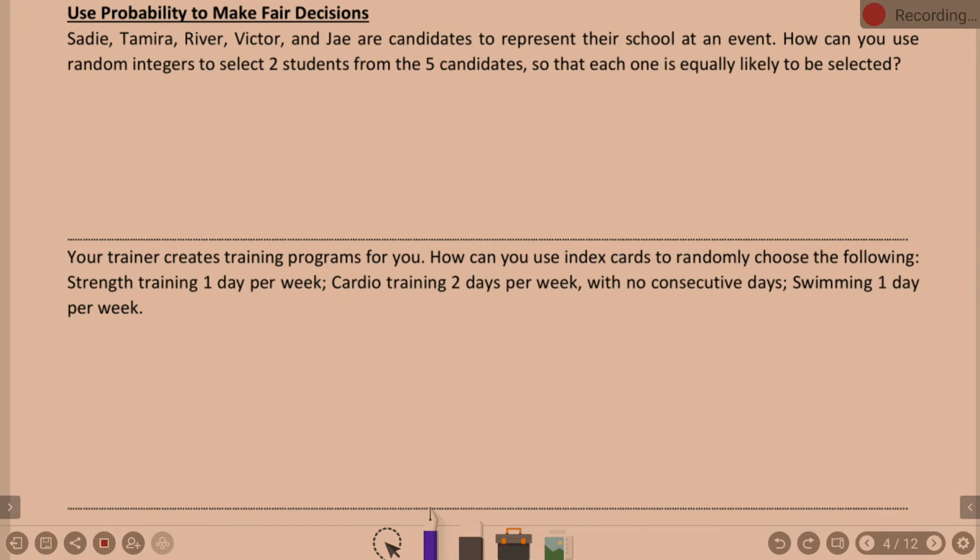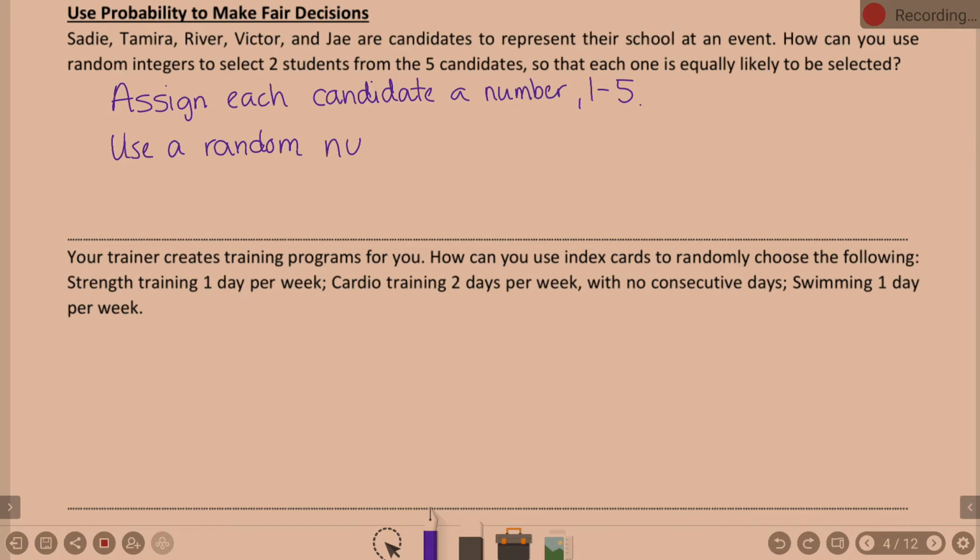So, what I'm going to say here: assign each candidate a number 1 through 5, and then use a random number generator to generate random numbers.